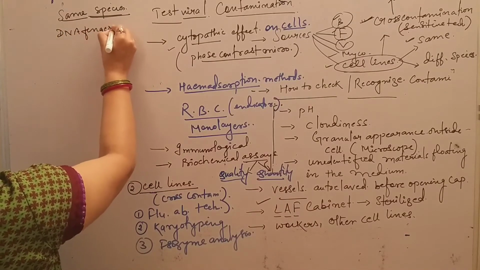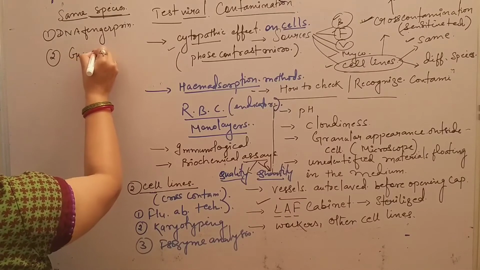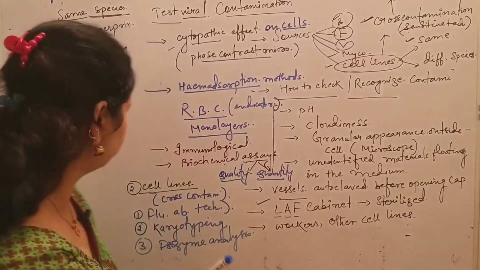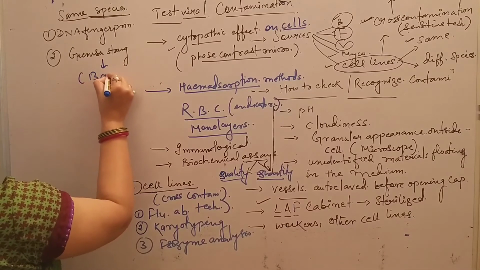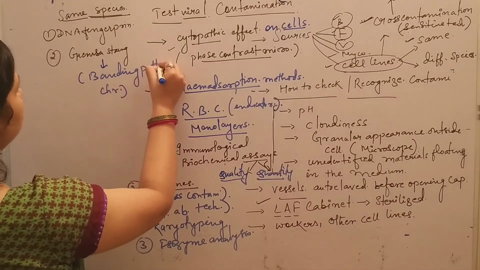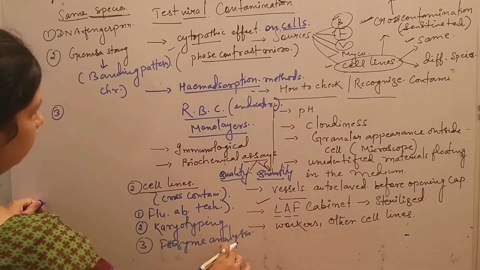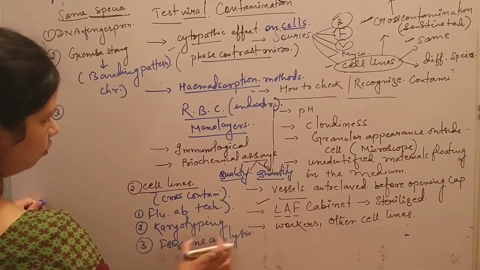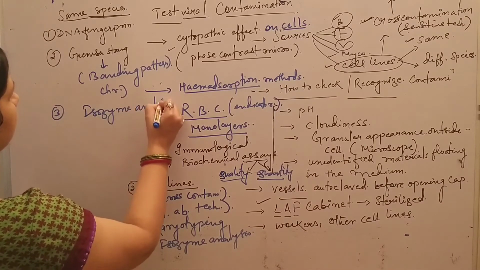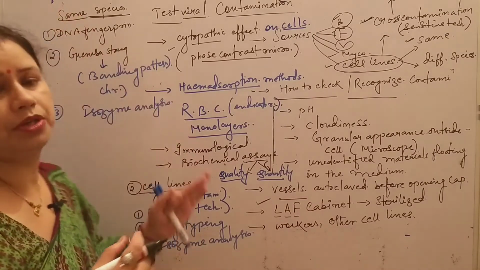Another technique is Giemsa staining, by which we can observe the banding pattern of the chromosomes. Also, isozyme analysis, which I mentioned for cell line contamination by different species, can be used here for detecting cross contamination from the same species.